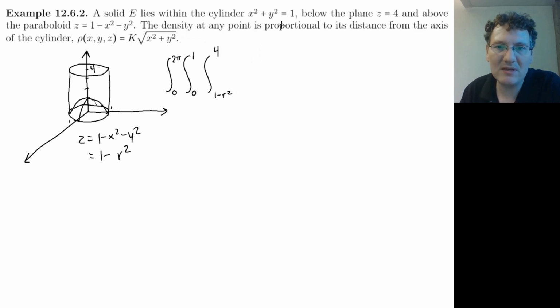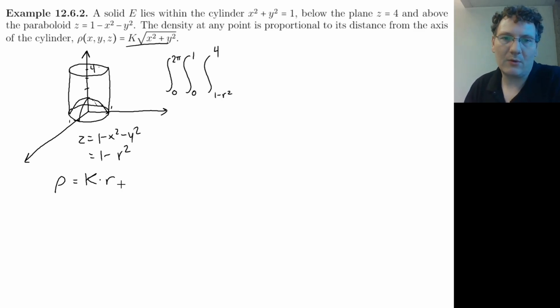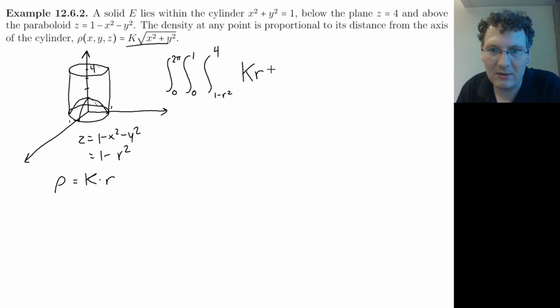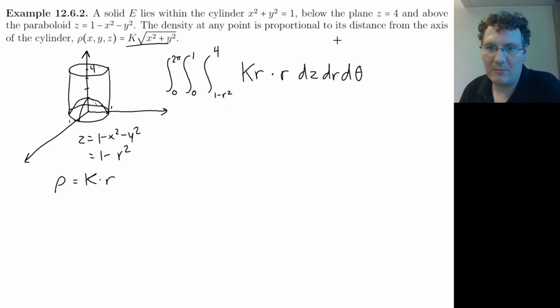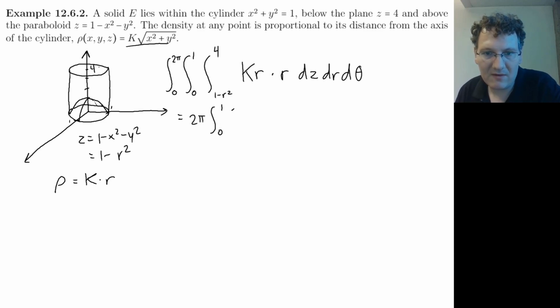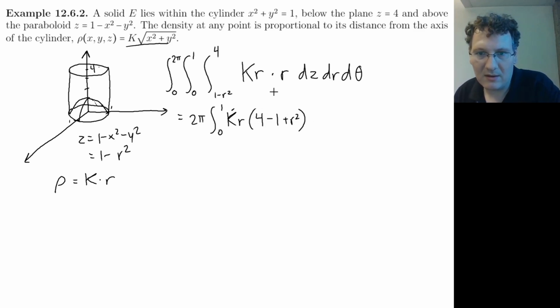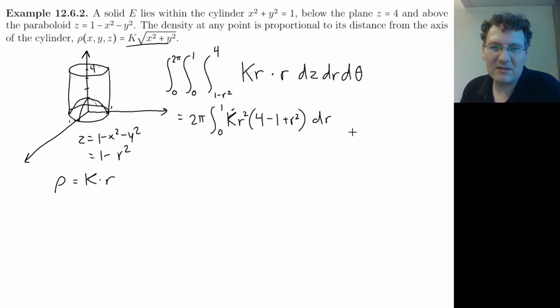Now the function. It says the density at any point is proportional to the distance from the axis of the cylinder, so the density function can be written as k times r, where k is some constant. So I'm integrating the function kr, and then I'm going to have r dz dr d theta. Now I'm going to integrate with respect to z first. There's no thetas anywhere either, so I might as well just evaluate the 2 pi, and then go from 0 to 1. What we're going to have is kr times 4 minus 1 plus r squared. Actually it's kr squared. And all that we have left is the dr to deal with.